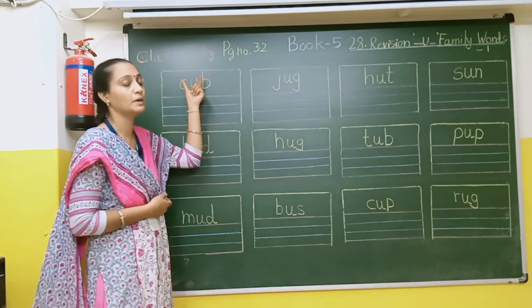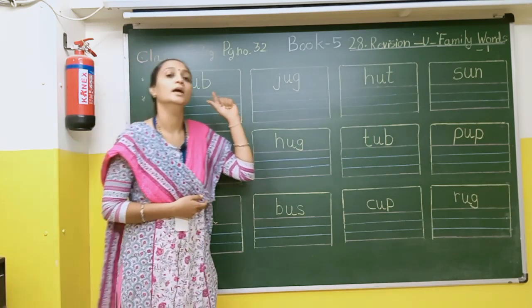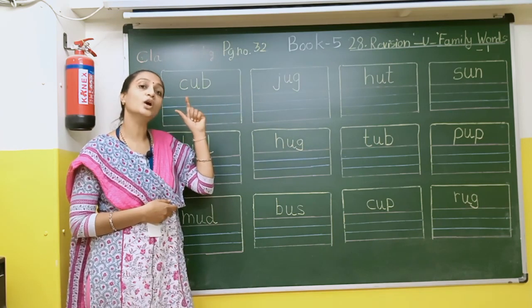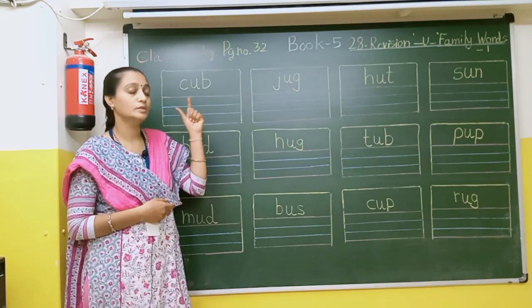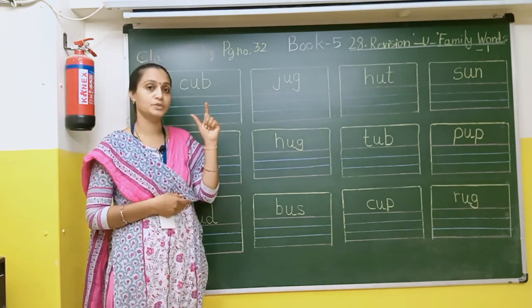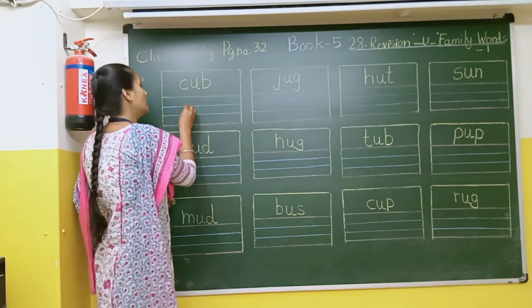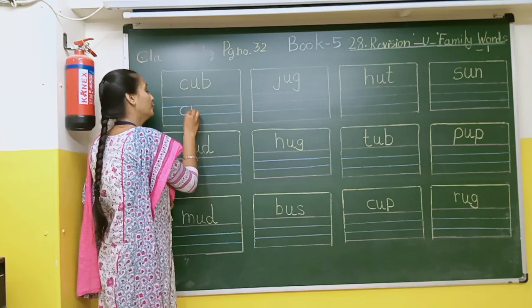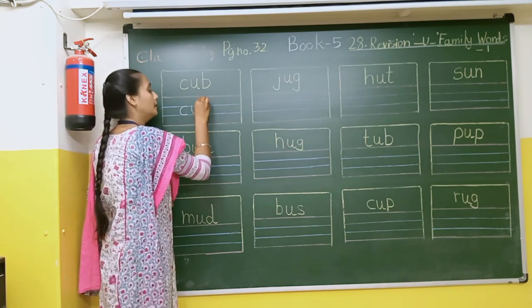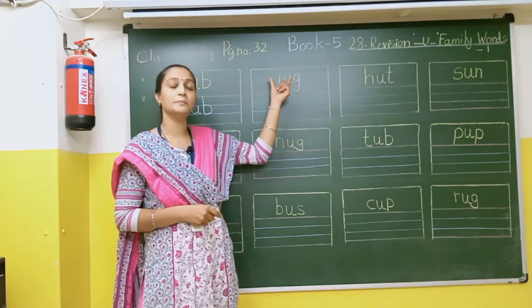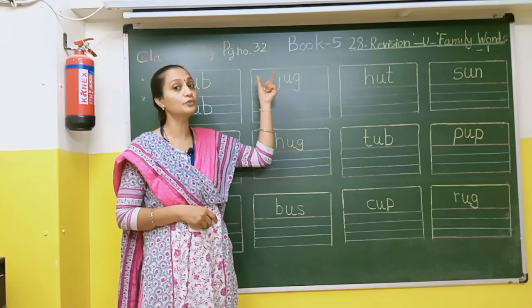Okay, here there is an image. आपके book में यहाँ पे एक baby है tiger का. Okay, that is called cub. So we have to call that cub. C U B cub. So here we will write C U B cub. Now if you see the image in your book, here there is an image of jug.